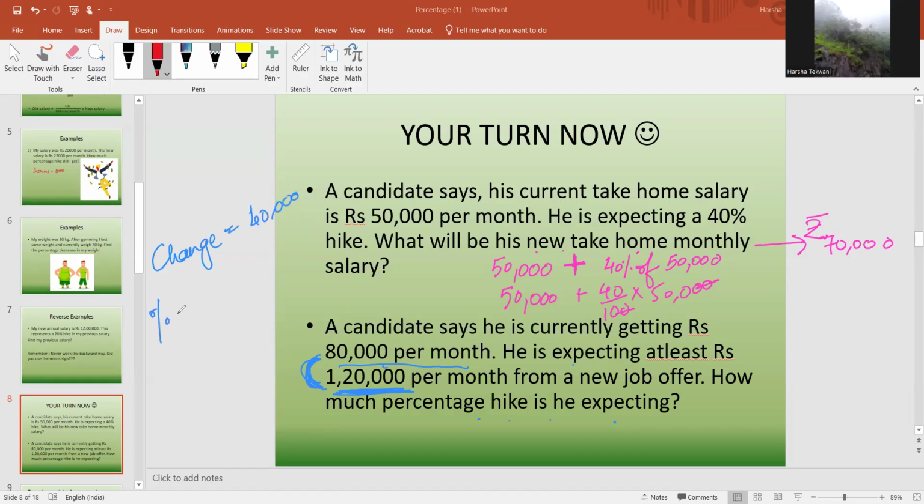Now, what is the percentage increase that he's demanding? It is increase by original, because the comparison is with respect to the original, into 100. So 40,000 by 80,000 into 100. Oh, he's demanding a good 50% hike. So from 80,000, if someone wants to earn 1,20,000 per month suddenly, that person is expecting almost a 50% hike.